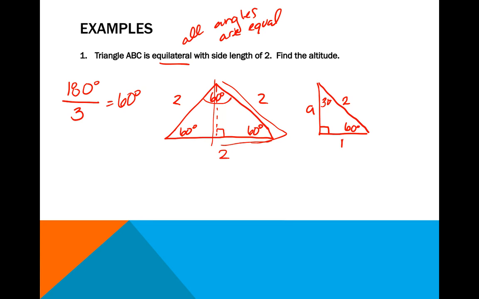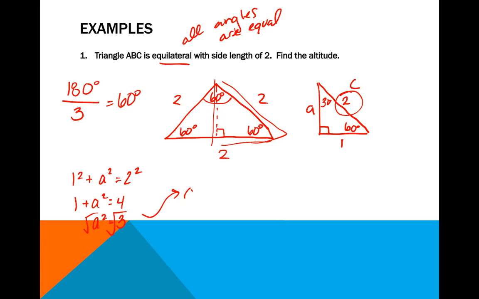So there are 2 ways you can go about this. I can use my Pythagorean theorem. I can say 1 squared plus my altitude squared equals 2 squared. Again, remember that that hypotenuse is always the c in the Pythagorean theorem. So it's going to be 1 plus a squared equals 4. And then I can subtract the 1 to get a squared equals 3 and take the square root of both sides.